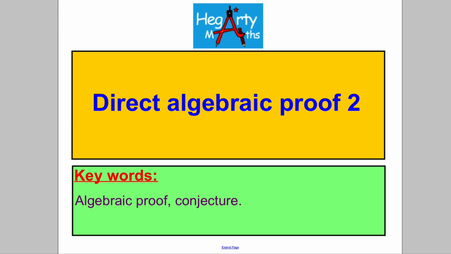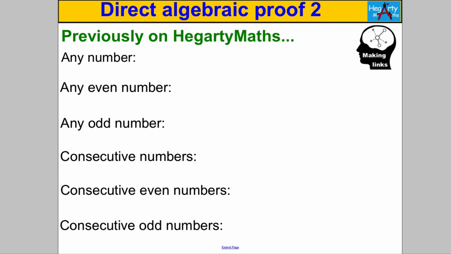Just for a little warm up, you need to be super familiar with the type of algebraic terms we use to represent a number, an even number, an odd, consecutive numbers, consecutive evens, consecutive odds. Pause the video and double check you can remember that which we did in the last particular video.